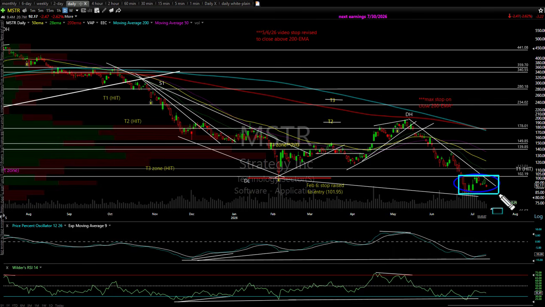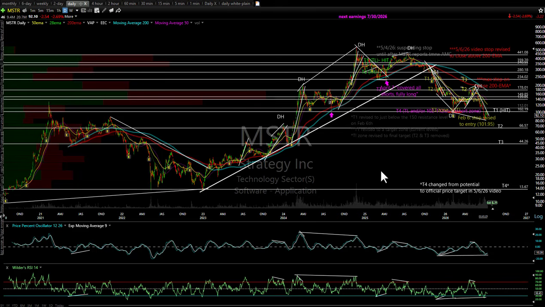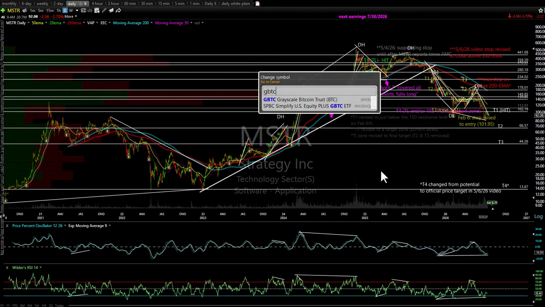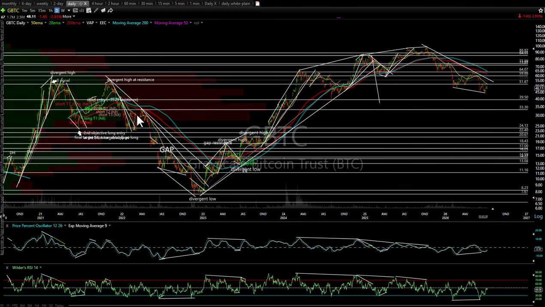A lot of ifs there, and that's what stops are for. If not, remember on this trade, we've played Bitcoin like a grand piano, not just in the last year. If you go back in time, before any of the spot ETFs came out, before Strategy was even a big thing, we were trading GBTC and Bitcoin futures long and short, with what would probably be considered on Wall Street an extremely high success rate.